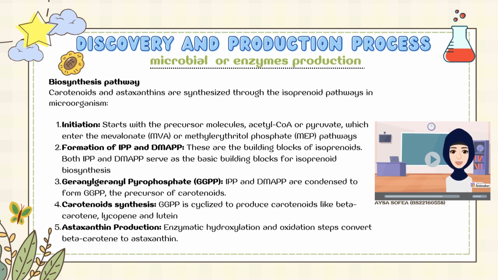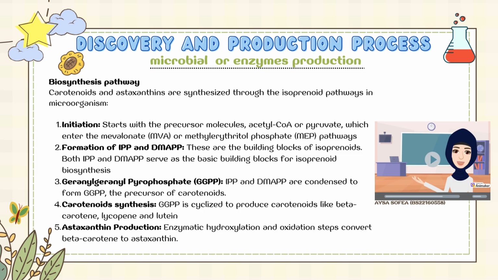For the biosynthesis pathway, carotenoids and astaxanthins are synthesized through the isoprenoid pathway in microorganisms. First is initiation, which starts with the precursor molecule acetyl coenzyme A or pyruvate, which enters the mevalonate MVA or methylerythritol phosphate MEP pathway. The second step is formation of IPP and DMAPP. These are the building blocks of isoprenoids. Both IPP and DMAPP serve as the basic building blocks for isoprenoid biosynthesis. The third step is geranyl pyrophosphate GPP. IPP and DMAPP are condensed to form GPP, which is the precursor of carotenoids.